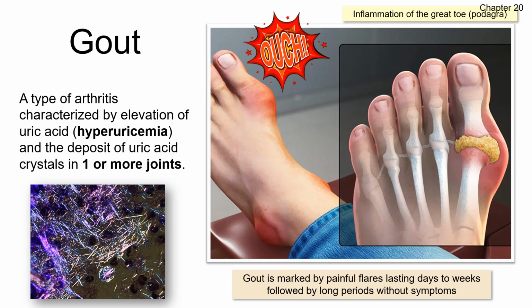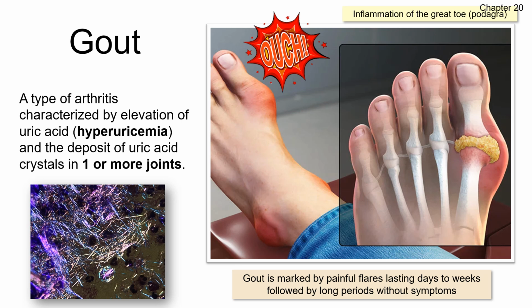And now we're moving on to gout. So gout, by definition, is a type of arthritis characterized by an elevation of uric acid, which is called hyperuricemia, and the deposit of that extra uric acid, those little crystals, in one or more joints.